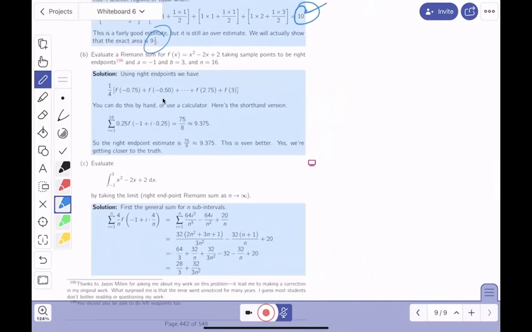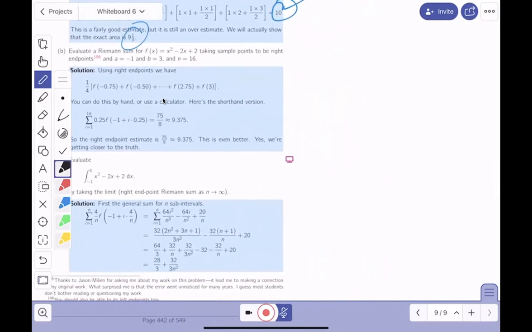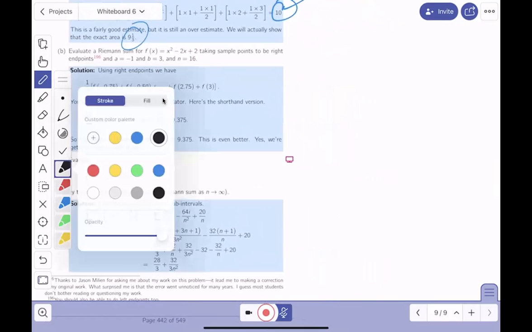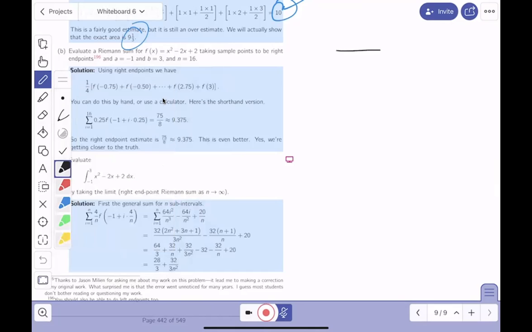All right, so I'm going to put this down for you. And I just want to set it up. I don't want to do the computation. And so the computation is really tough. So where does it start? -1, and it goes off to 3. And what are we doing? 16 equal pieces. What's the length of that? 4. Now we're doing right endpoint.